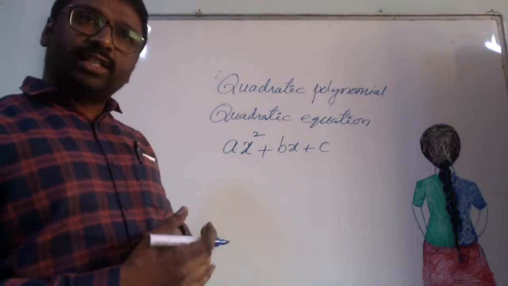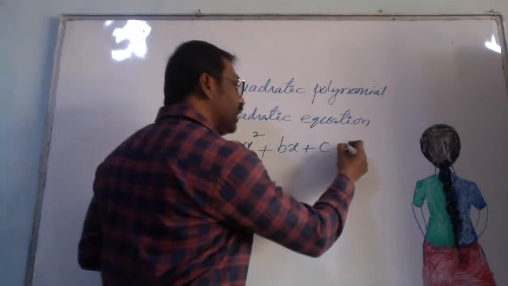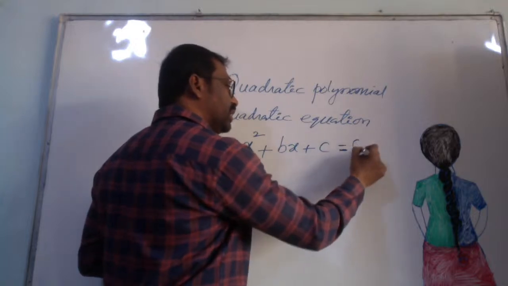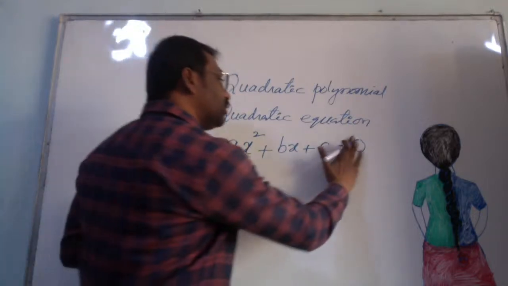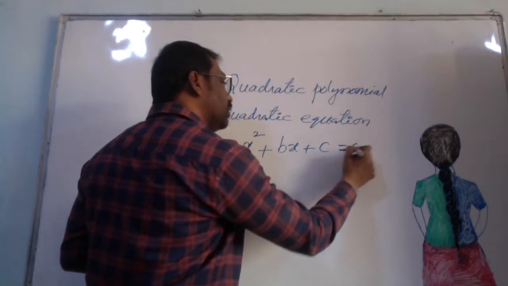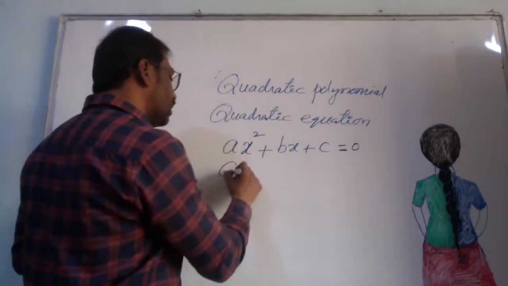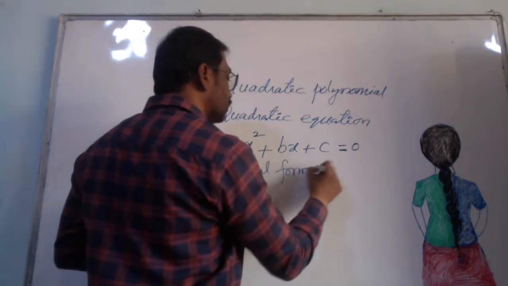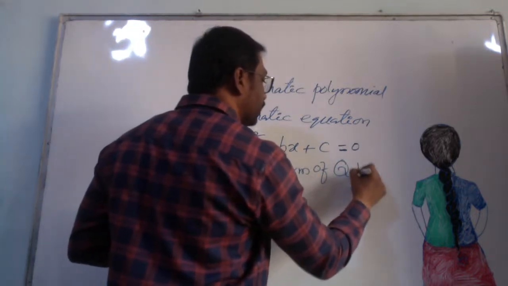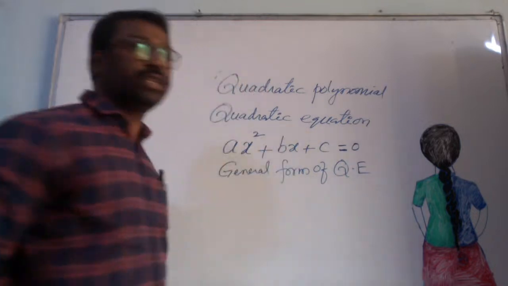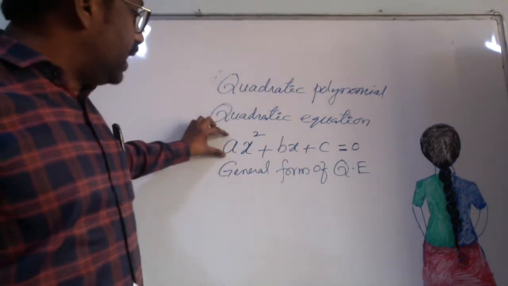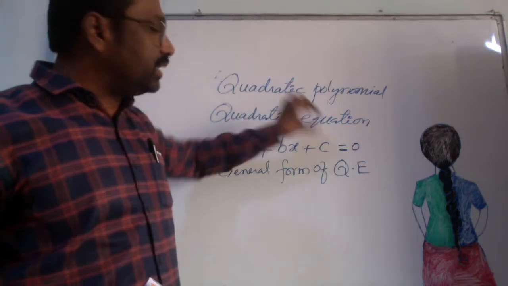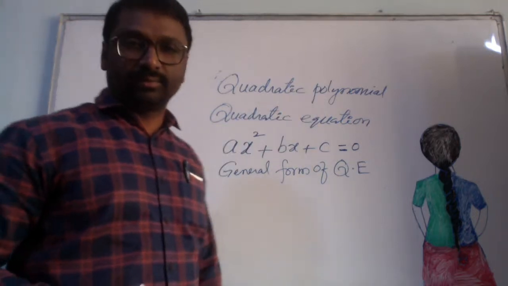Suppose an expression or polynomial has an equal to sign, that is called an equation. So ax square plus bx plus c equal to 0 is the general form of the quadratic equation, where a is the x square coefficient, b is the x coefficient, and c is the constant term.